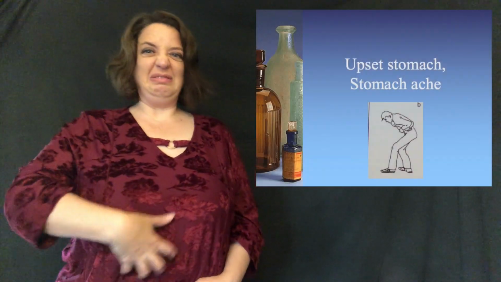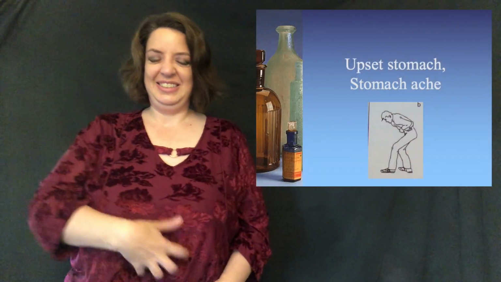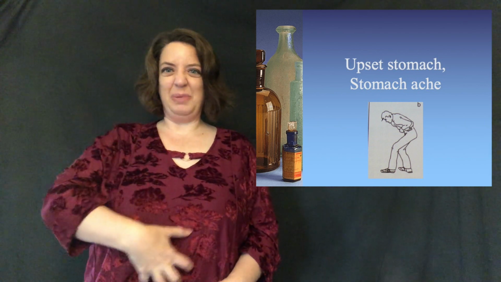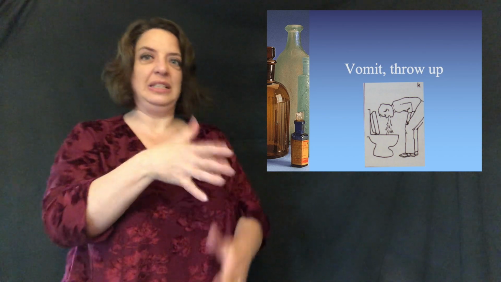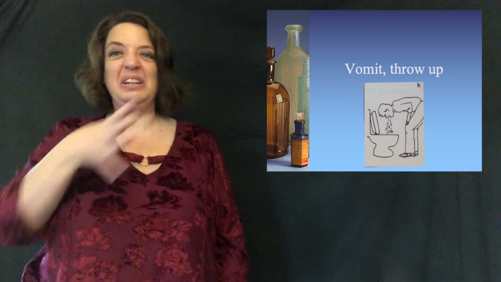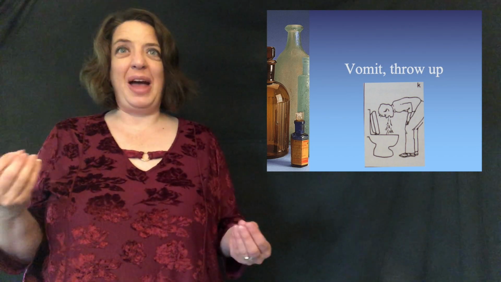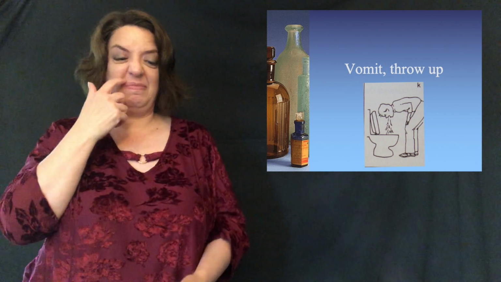Upset stomach, ooh. So it's kind of a claw hand, palm in, circles on your stomach. And then vomit. We talked about something like you just kind of, ew. This is like when you actually throw up, it's two-handed. Vomit. And then, everyone loves this sign.